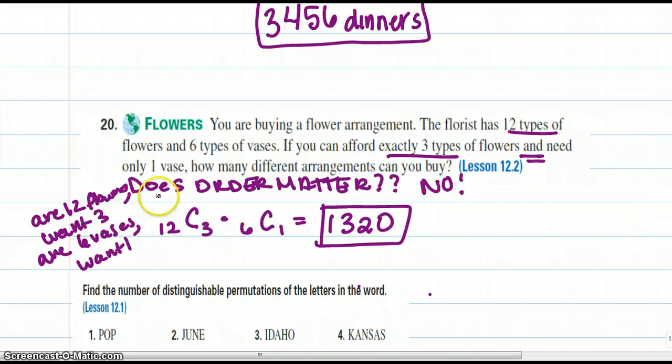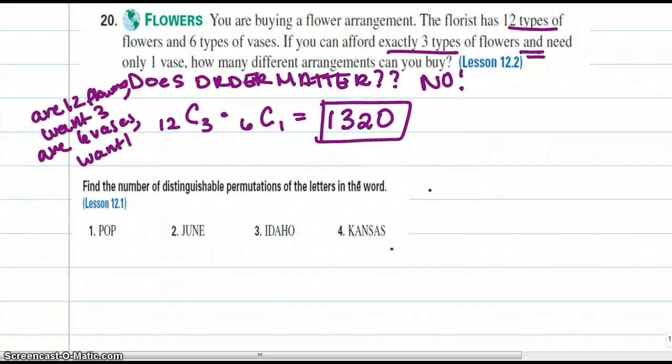So the question, does order matter, is really important. Well, let's look at the next one. Find the number of distinguishable permutations of the letters in the word. So this tells us it's a permutation. We're trying to order the different letters. So let's look at pop.